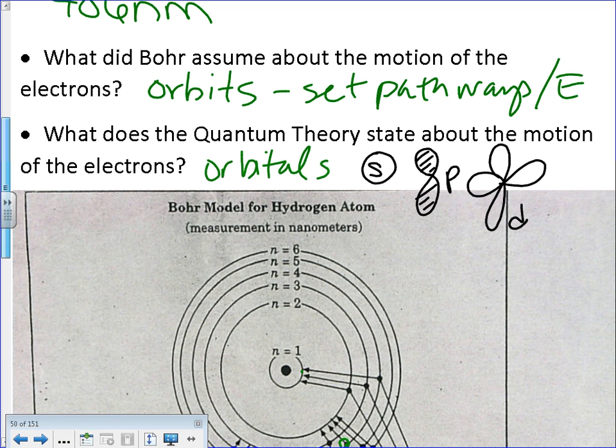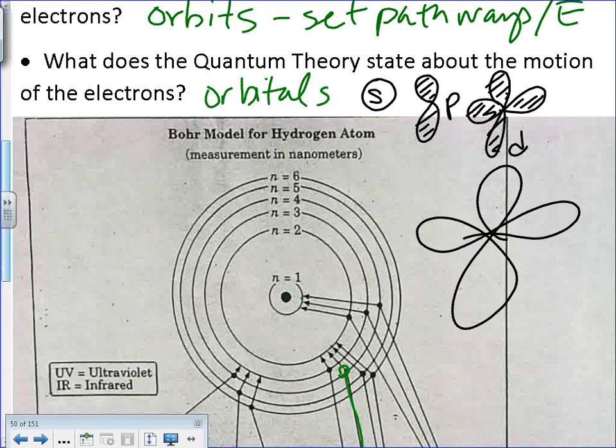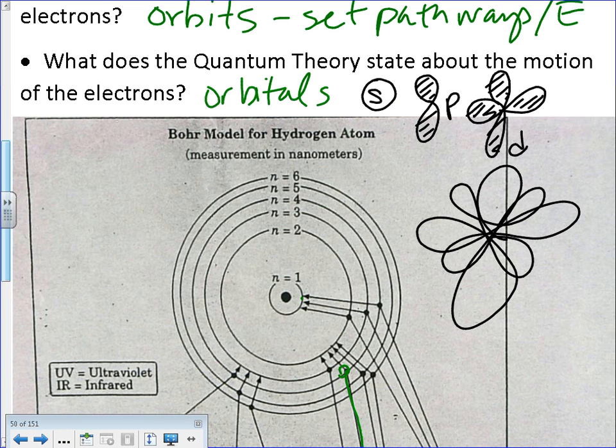I'll do some sketching here. Okay, so you can see that they're getting bigger. The S is a sphere, the P is just a dumbbell, the D is a double dumbbell. Okay, remember that. And the F orbital looks like a flower. It's got a bunch of lobes, kind of like a flower. So F for flower, D for double dumbbell, P for dumbbell, S for sphere. Sphere makes sense with the S too. I'm trying to associate the letter to the shape.